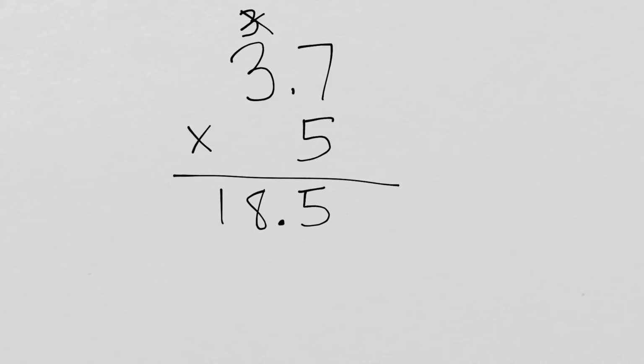Now the other way to do it, and this is perhaps the easier of the two, is to ask how many numbers are after the decimal point in the question. Well, in 3.7, I've got one digit after the decimal point, and in 5, I don't have any. The decimal point, remember, is at the end. There's nothing after it. So I have one digit after the decimal point in the question, so I'm going to have one digit after the decimal point in the answer. And that always works, okay? So let's take a look at another one.